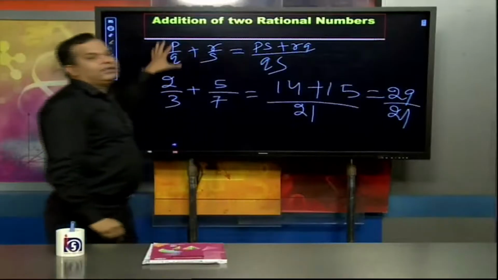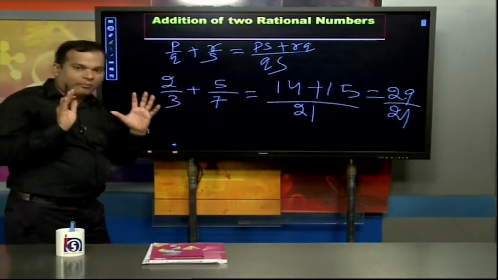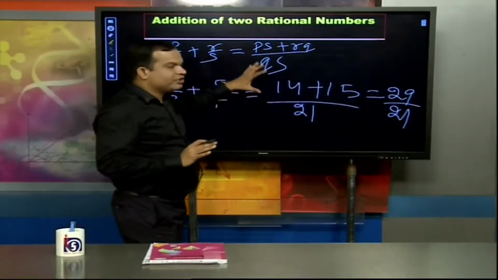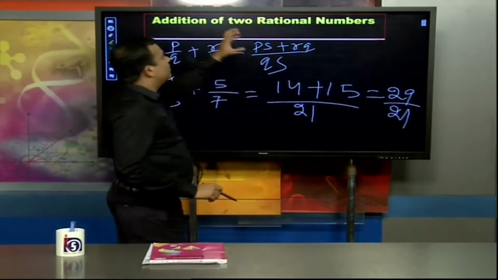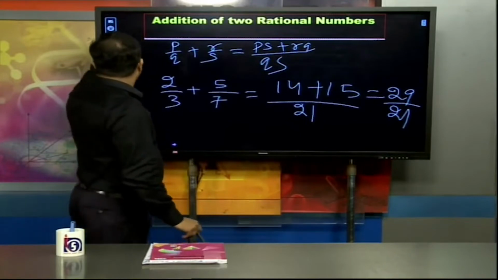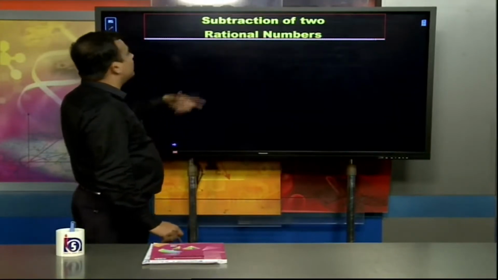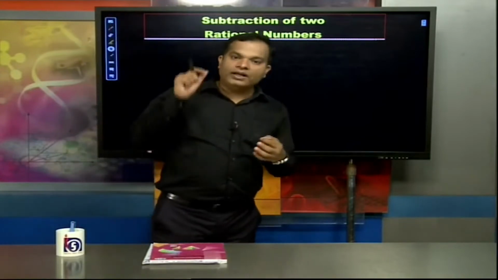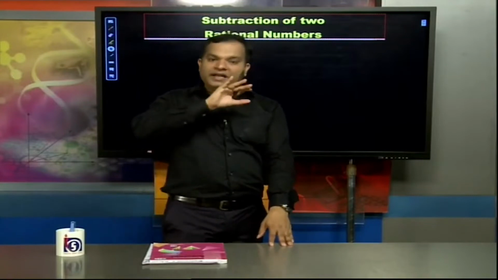That means when the denominators of two rational numbers are different, we add them by taking their LCM. This is the addition of two rational numbers. Subtraction is similar to addition. Only the operation changes; otherwise the principle remains the same.